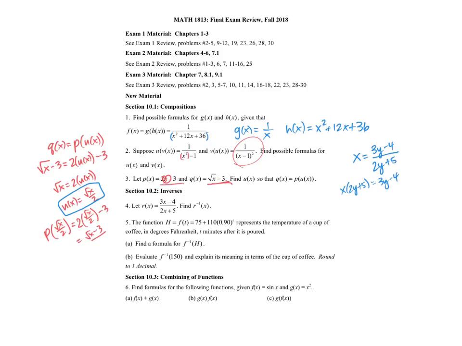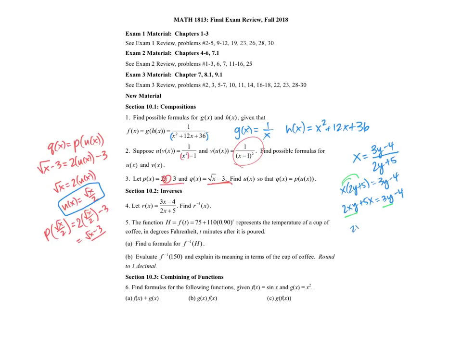Now remember, my goal is to solve for y here. So I need to distribute this x, and then I'll try to get everything with a y on the same side together. So I have 2xy plus 5x equals 3y minus 4. Now I can see that the terms that have y in them are this term and this term, so I want to move them onto the same side. And everything that doesn't have y, I'll move to the other side.